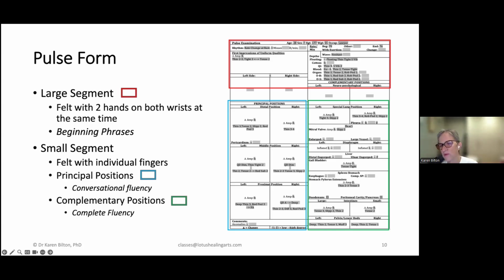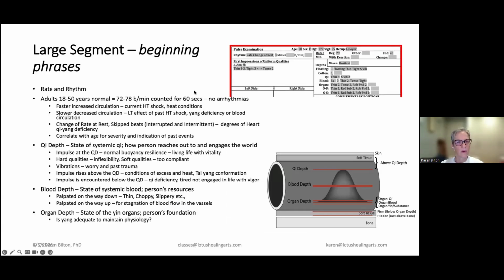And here we have all of the complementary positions. So we've got the lung complementary positions, the heart complementary positions, the diaphragm, the liver, the digestive system, complementary positions, and the pelvic lower body.